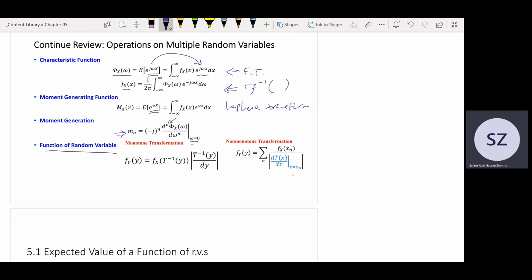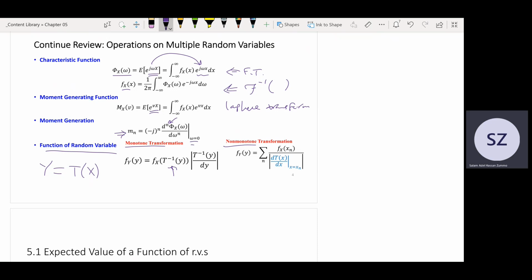Okay? And we define when we have monotonic transformation and non-monotonic. In monotonic, basically, when you have y equals t of x, and t of x is monotonic, it means that it either increases or decreases. It doesn't increase and decrease at the same time. So basically, y equals t of x, t of x has one zero. In this case, the PDF of y equals the PDF of x evaluated at the inverse of y, multiplied by the derivative of the inverse.